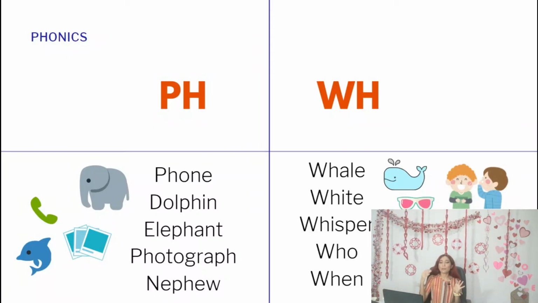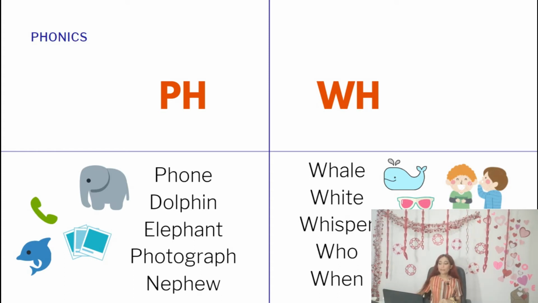Today we're going to start by doing a review about the phonics. It's important because we learned two phonics in this unit 5, and we have PH and WH. And I'm going to read these words for you, and I want you to repeat with me.